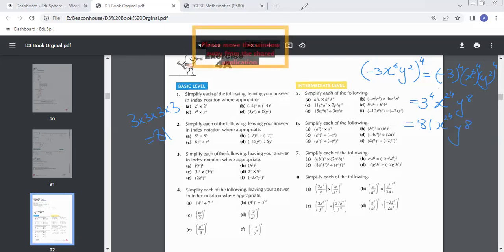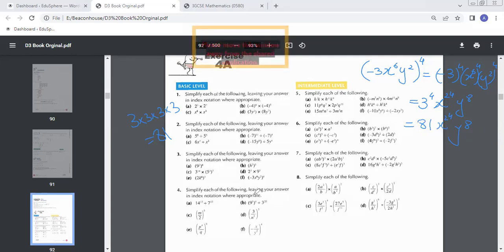So what we highlighted is to show you that we just simply talk about this. So we get this as 81. Okay, now let's move on to the next one.